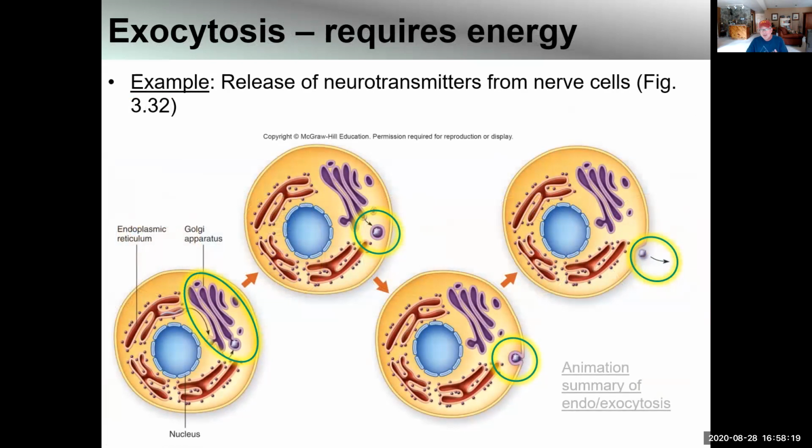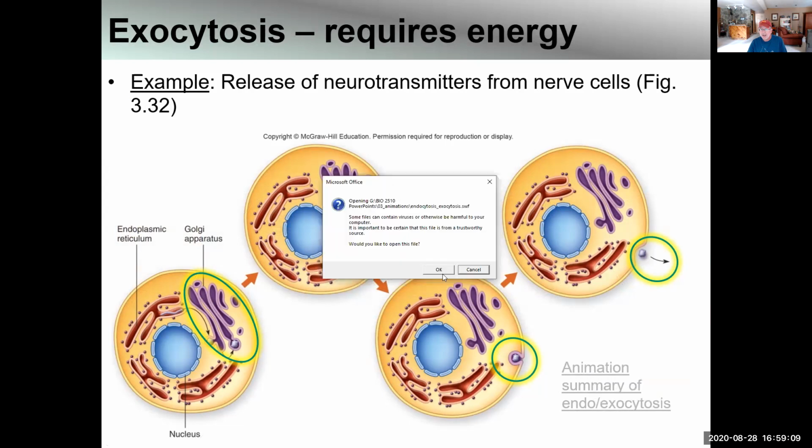And your book gives an example of this as it relates to the formation of what are called neurotransmitters. If you've ever studied nerve impulse conduction or studied the brain, I'm sure you've heard of things like serotonin, dopamine. These are examples of neurotransmitters that are important in regulating nerve impulses from one neuron, one nerve cell, to another nerve cell. And so the formation of those neurotransmitters ultimately begins within the cell, and the cell will then export that neurotransmitter for use in some way by the body. Let's see if we can watch this animation.